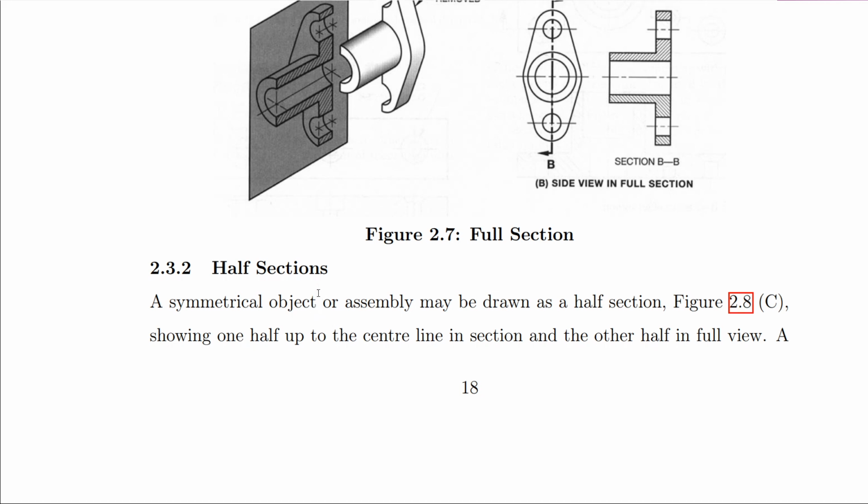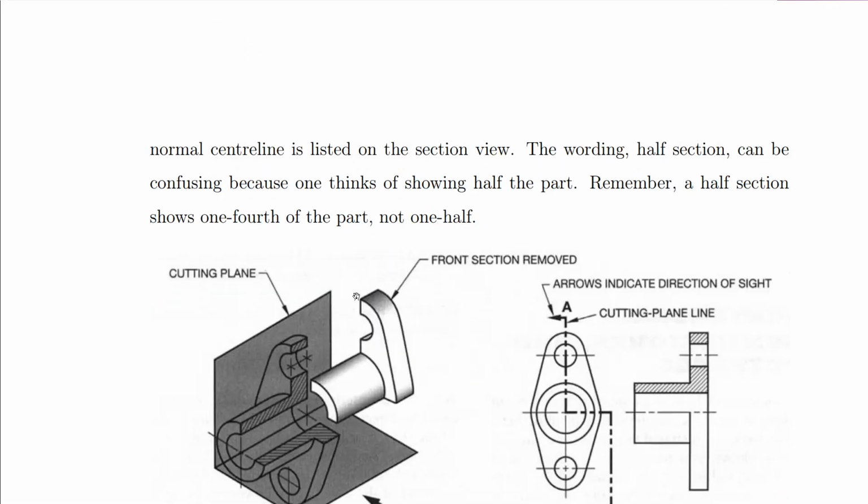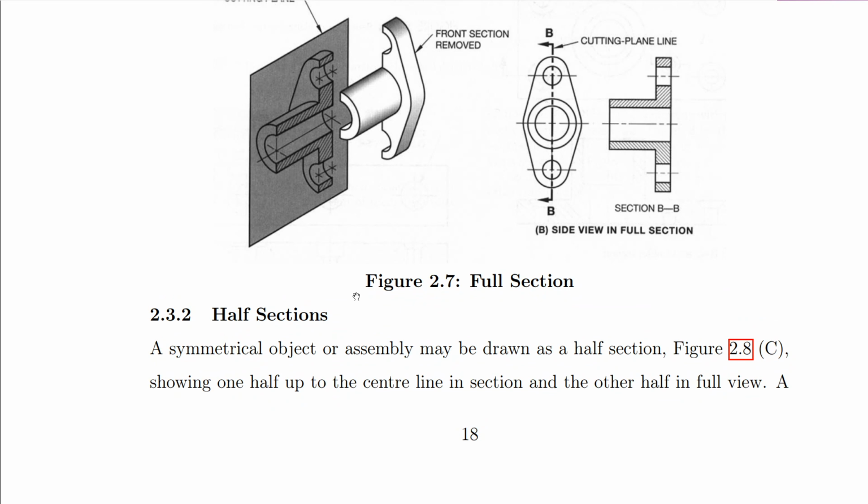A symmetrical object or assembly may be drawn as half section. If the object is symmetrical, we may draw half section. If you have just a portion of it removed, we know that whatever we have revealed at that section will be the same as whatever is remaining at the other part. In that case, that's where we use the half section.